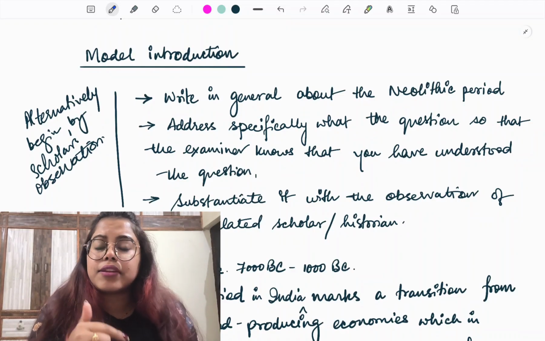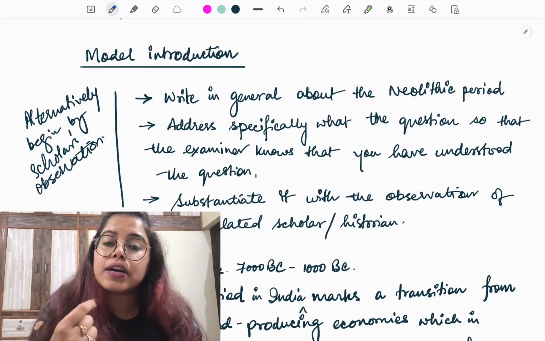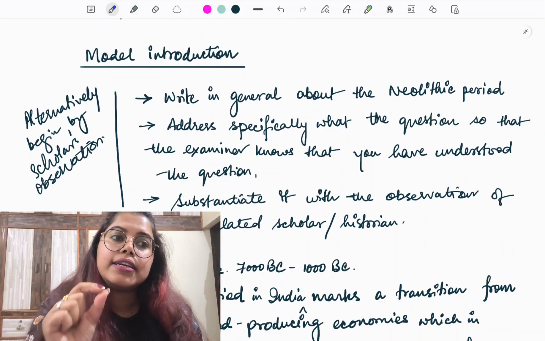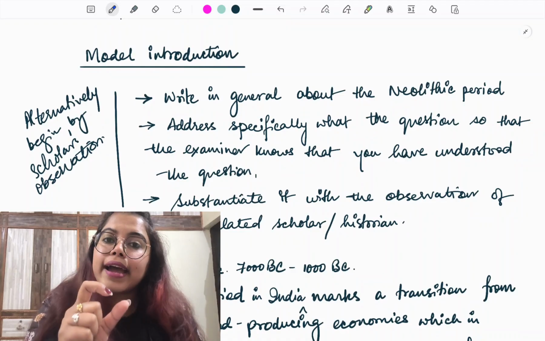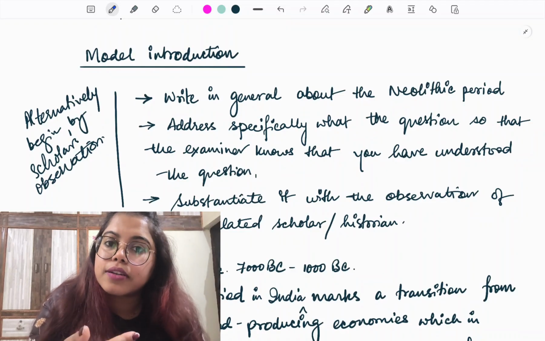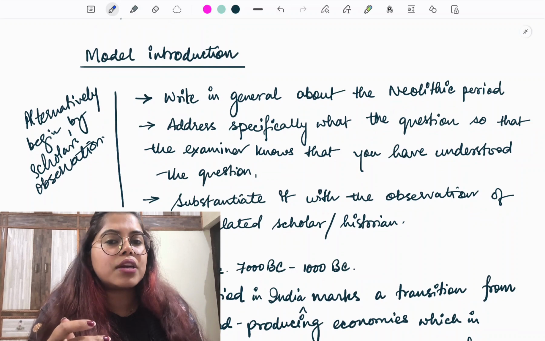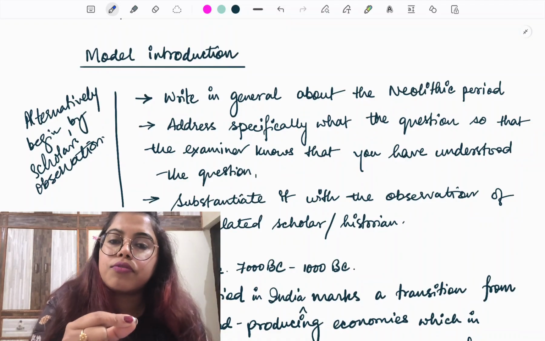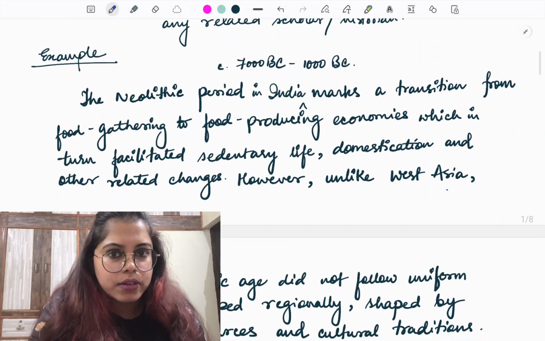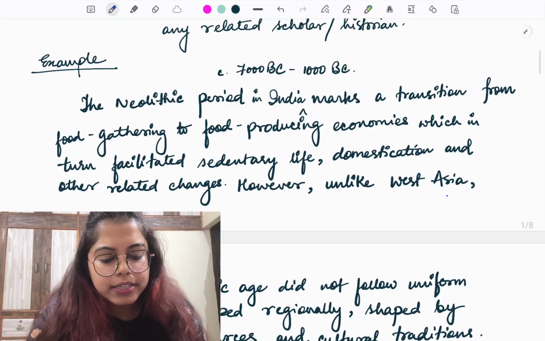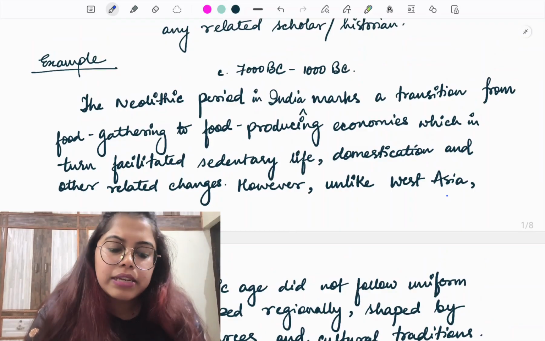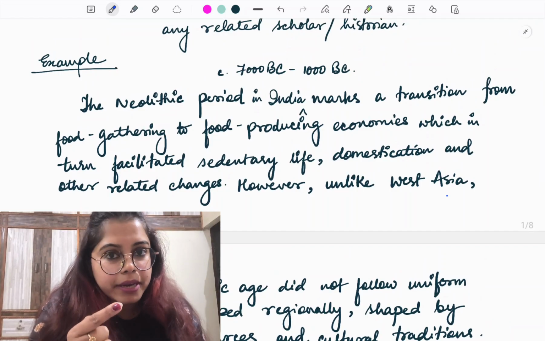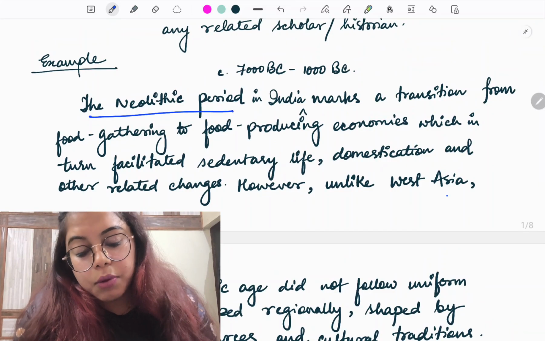The second thing that you have to do is let the examiner know that you have understood the question. Here the question says regional characteristics. So you have to write that yes, these were certain regional characteristics, and they were because of these factors. Finally, you have to substantiate what you have understood from the question by the view of any particular historian or scholar. So here I have written a sample or model example, but remember the best introduction is going to be written by you. Now let us see what I have written.